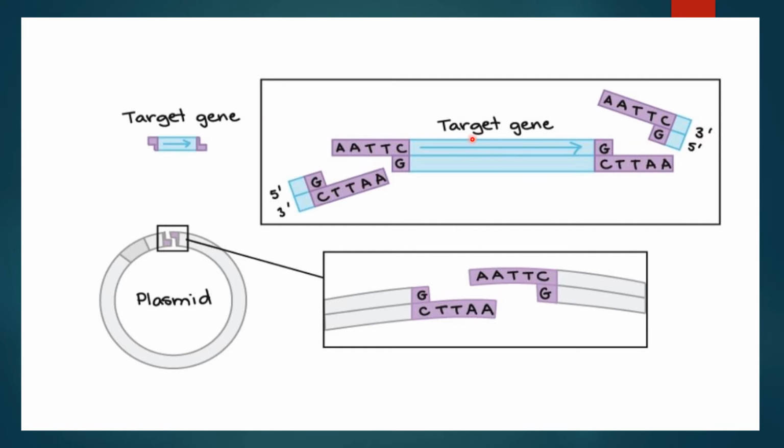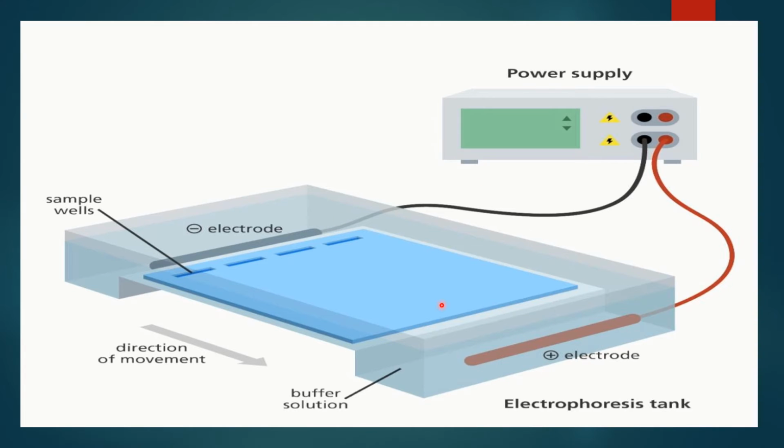This is our target DNA, and endonucleases cut our target DNA ends. These are sticky ends, and this is our electrophoresis.